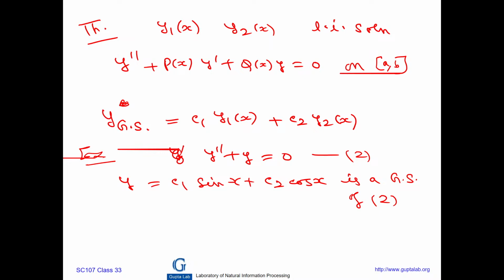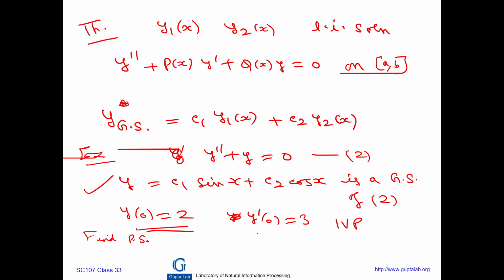And suppose a condition is given there that y(0) is equal to 2 and y'(0) is equal to 3. This is an initial value problem. Find the particular solution. So we know that this is a solution, right.